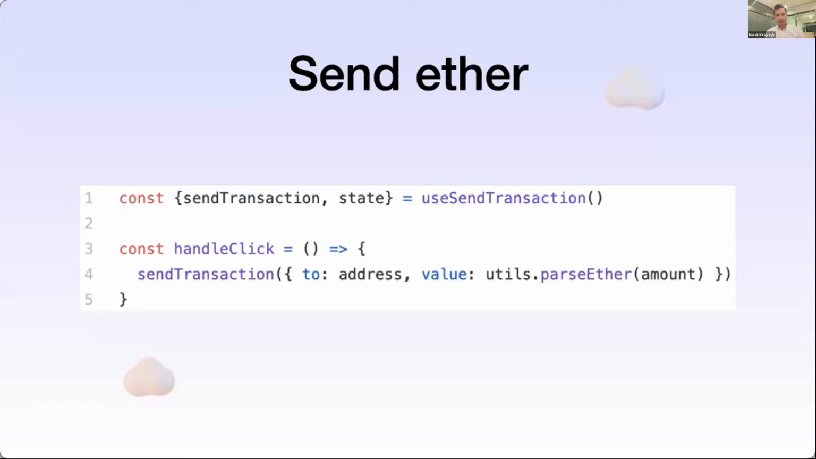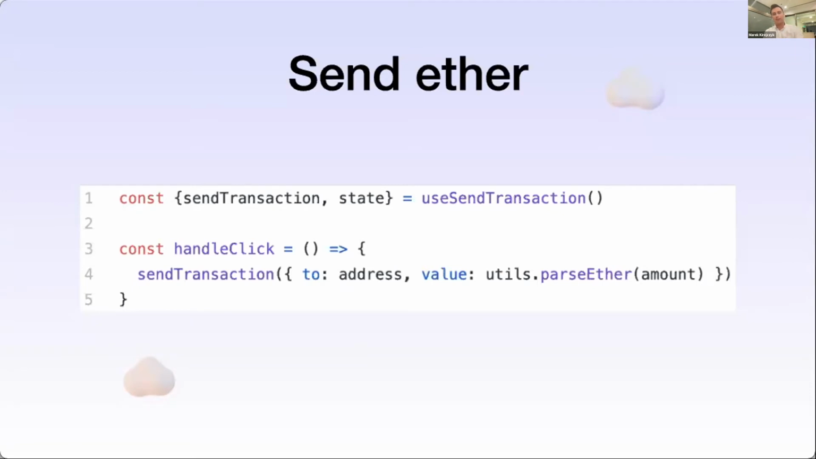But for this example, we're gonna keep it simple. It just has two arguments, to and value. So we're sending some ether to a certain address and a certain amount. Again, we're using ethers.js parseEther function.